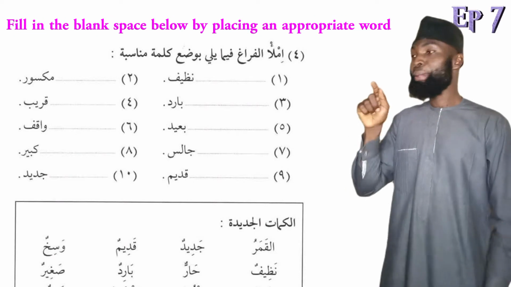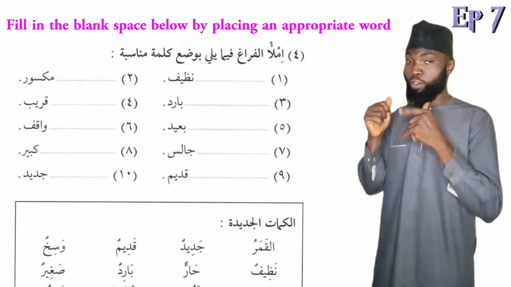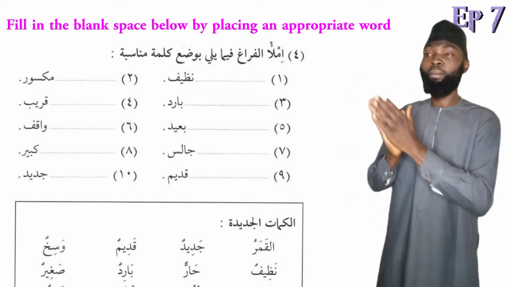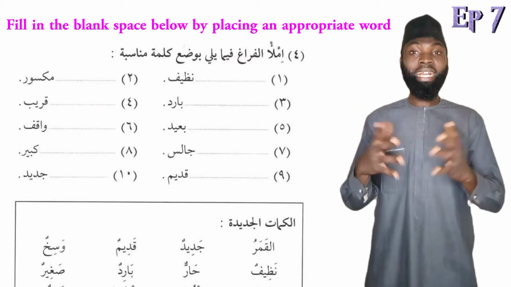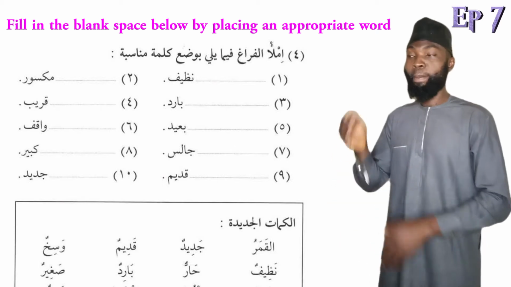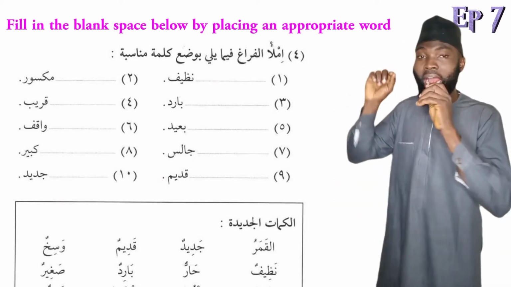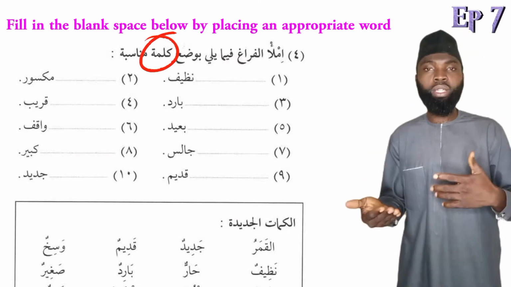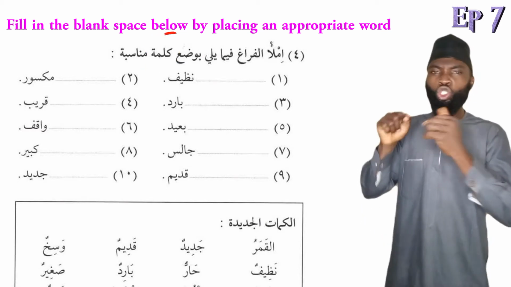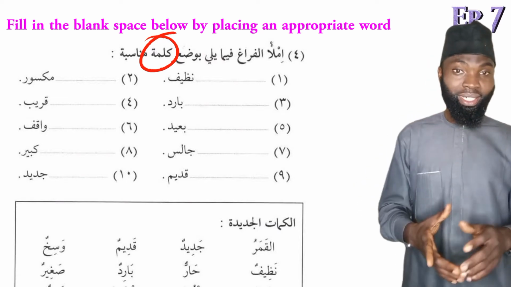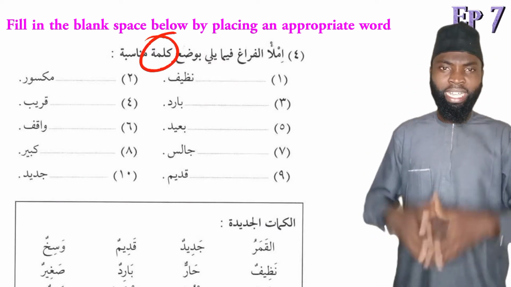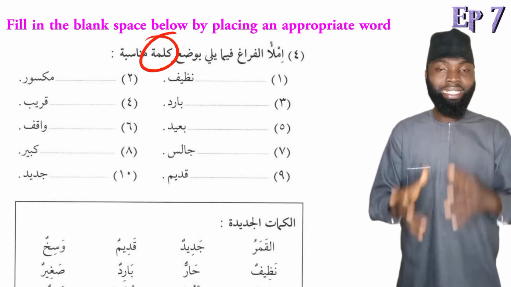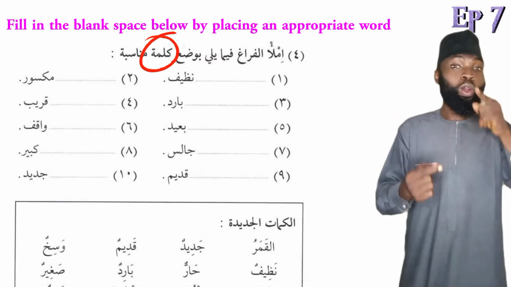The exercise is imla il farag, fill in the blank. From maybe our next session, we'll not be translating these titles or telling you what the instructions are, because you're already familiar with them. Imla il farag always means fill in the blank space. Fi mayali, the following. Biwadi kalimatin munasiba, by placing an appropriate word. Kalimatun and al-kalimatu: even if you don't know the meaning, you should know that one is indefinite, since it ends with a tanween, kalimatun, and the other, prefixed by the article alif and lam, is definite. Al-kalimatu, the word; kalimatun, a word.